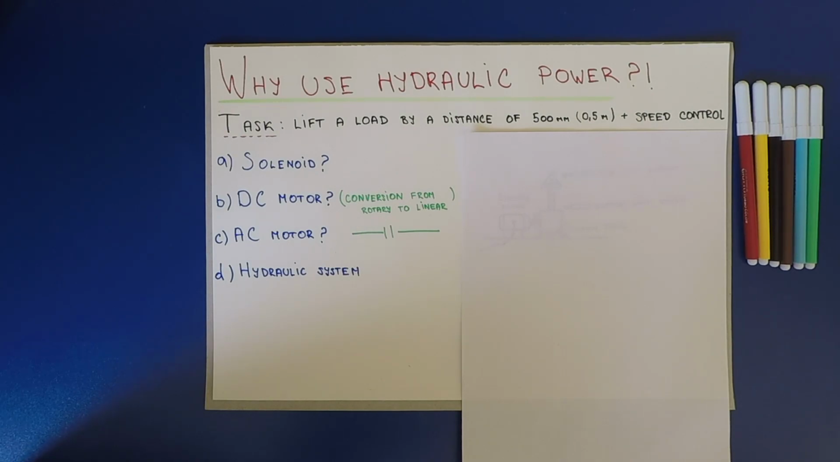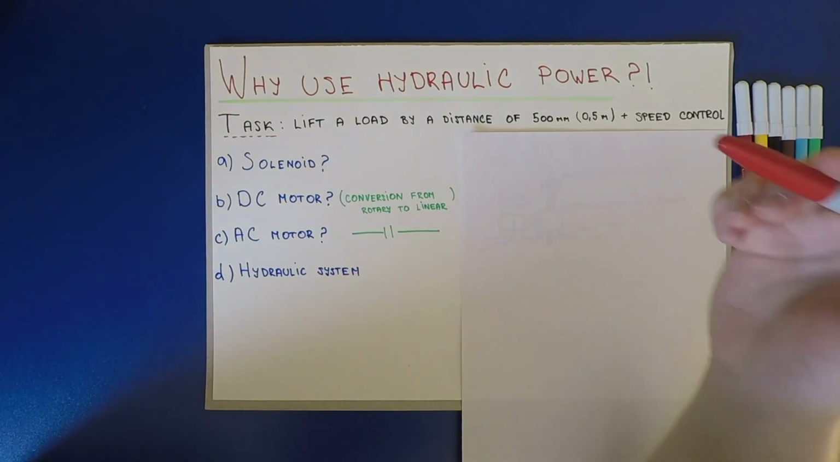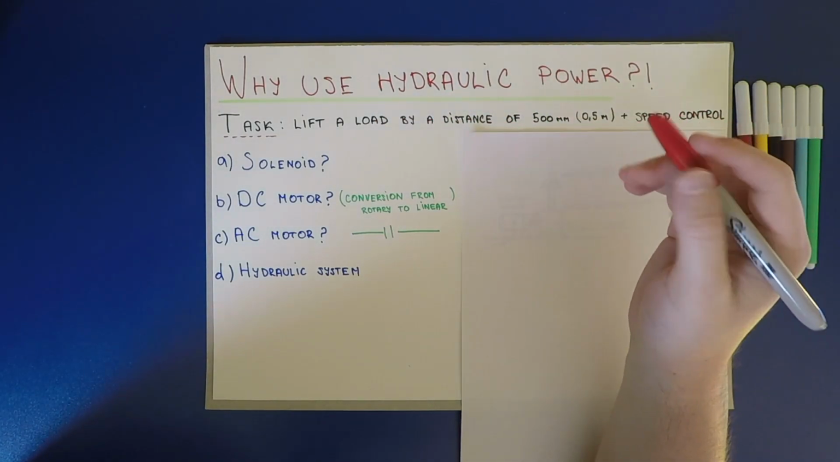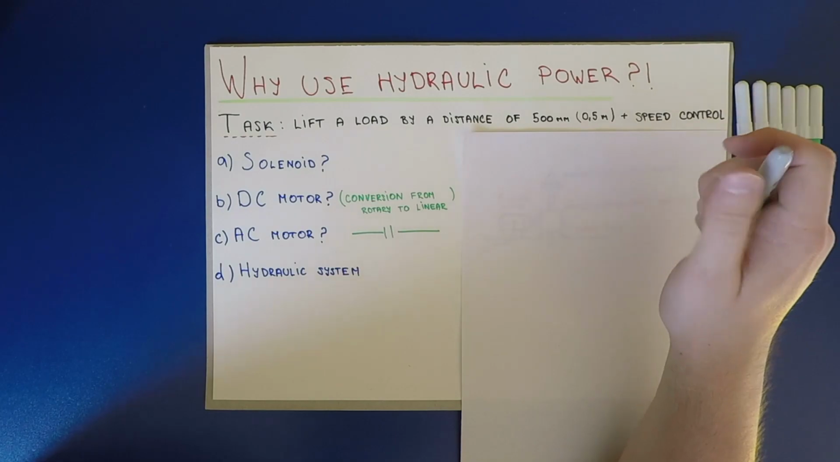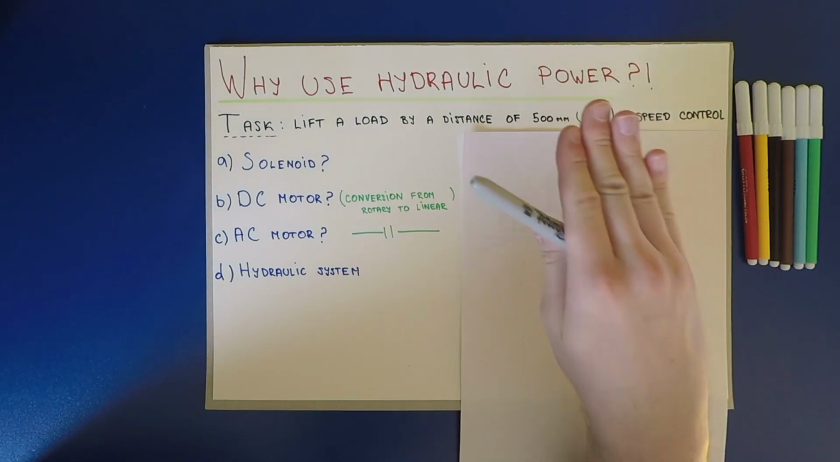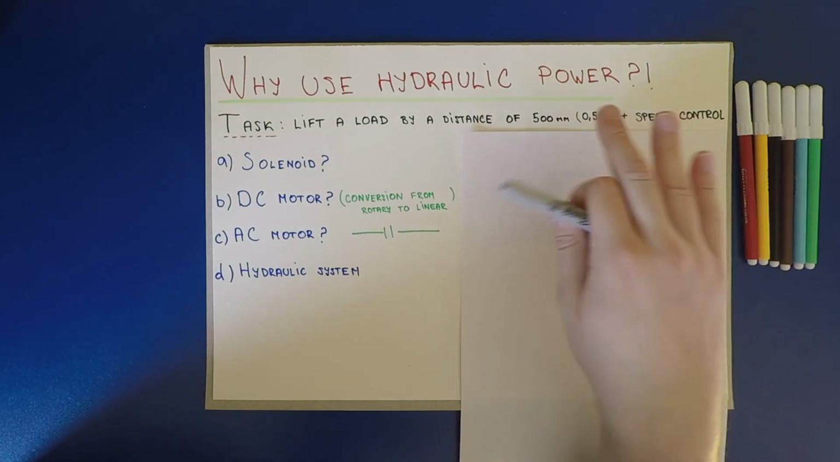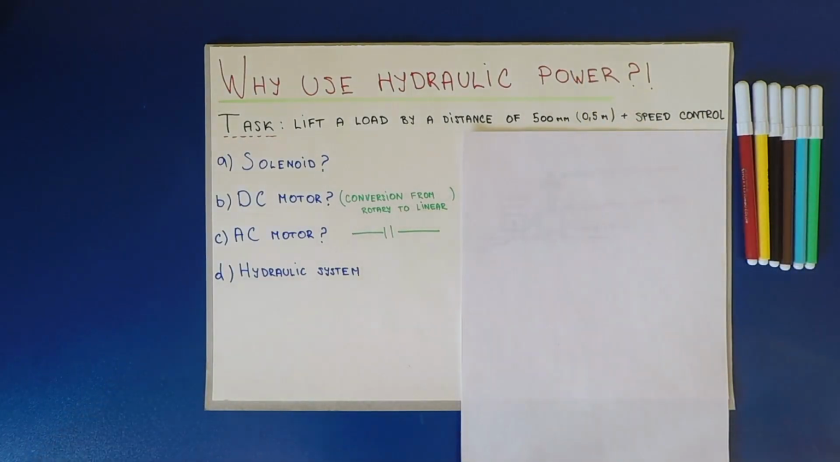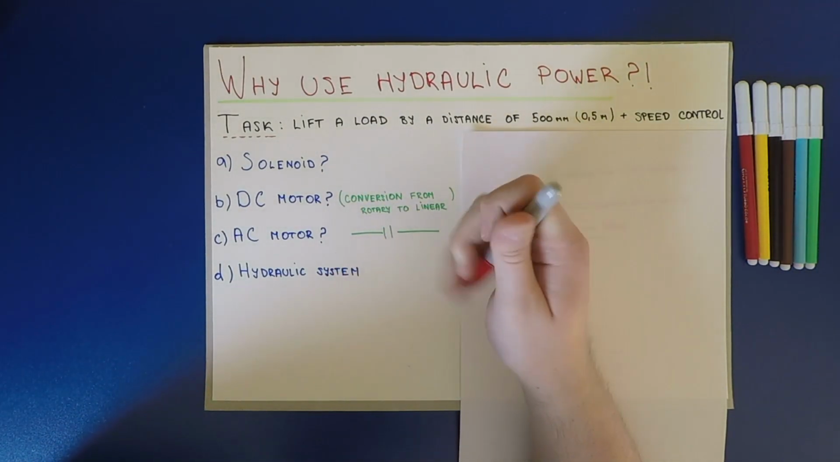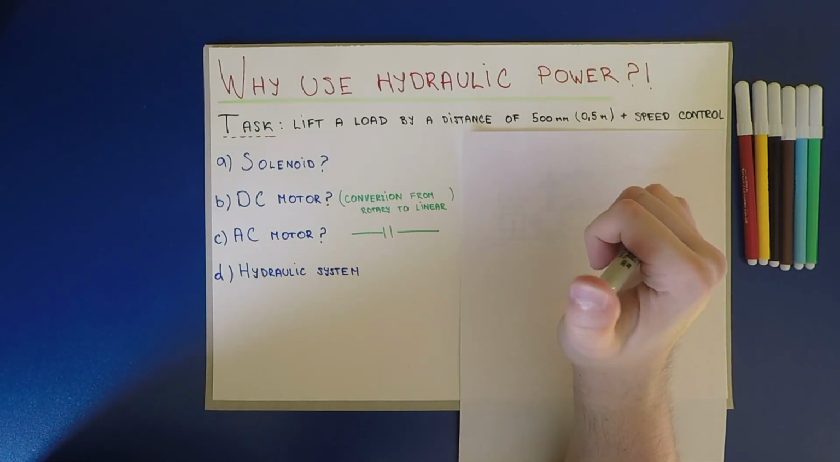To better explain why you should use hydraulic power in certain situations, we're going to use an example task. The task is pretty simple: we need to lift a load by a distance of 500 millimeters, which is half a meter. And we want the lift to have speed control. So if you want to lift it slower, you can, and if you want to lift it faster, you can. Here we have 4 solutions basically for this task.